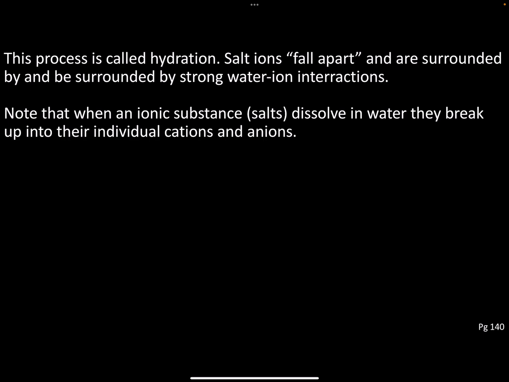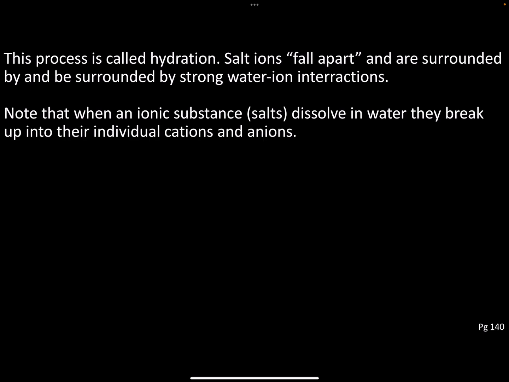Now, this process is called hydration. So salt ions will fall apart and be surrounded by strong water-ion interaction. So the water, those partial positive, partial negative charges, are really attracted to those ions in the ionic solids.